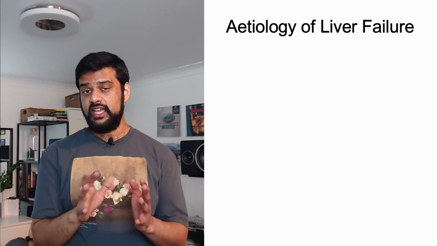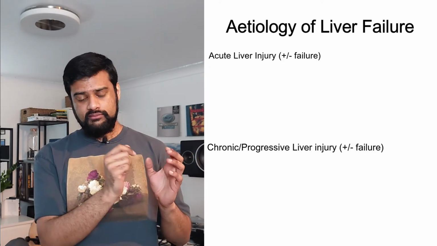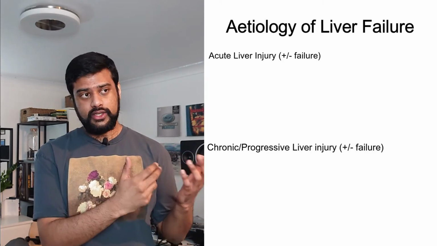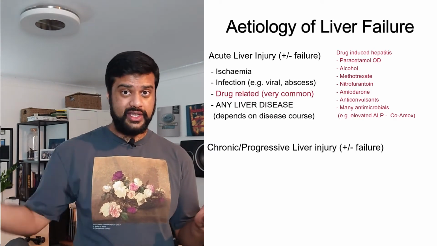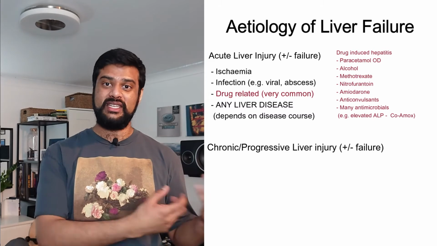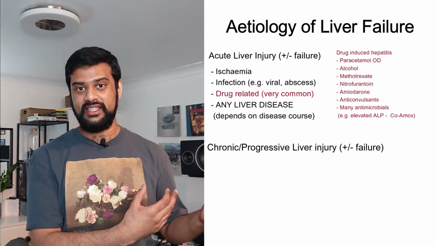So let's talk more specifically about the causes of liver failure. I divide them up into acute, chronic, progressive causes. So acute causes, you've got an ischemic insult, okay? There has been a lack of circulating oxygenated blood. There's been septic shock, cardiogenic shock, cardiac arrest, anything like that.